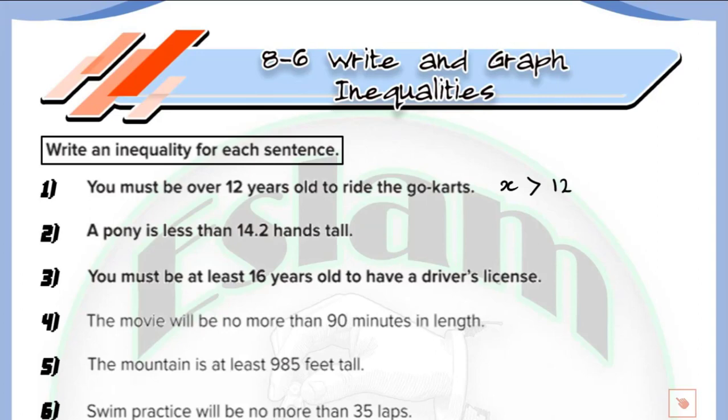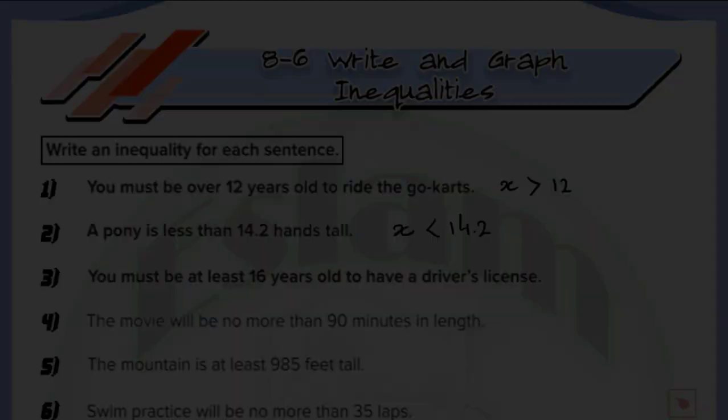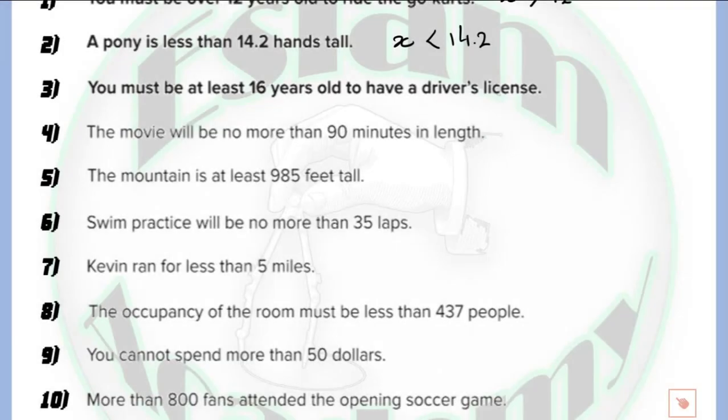In question number 2, a pony is less than 14.2 hands tall. Now let the pony equal x. Less than means smaller than 14.2.